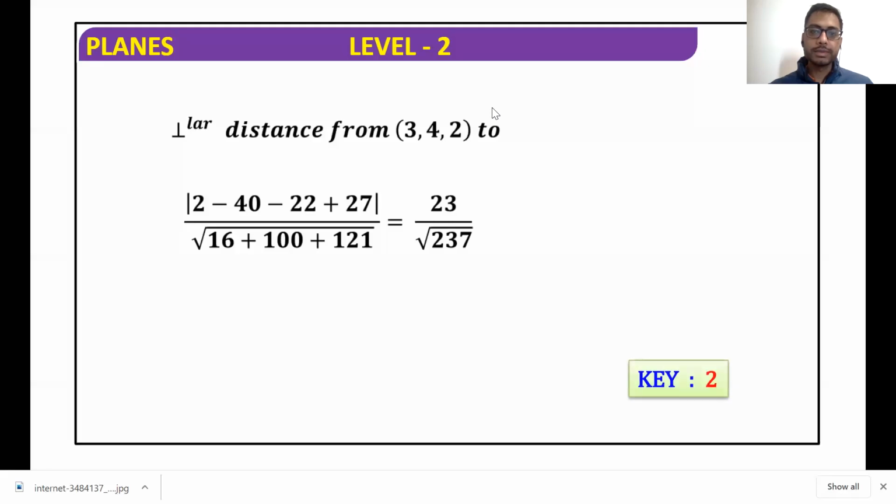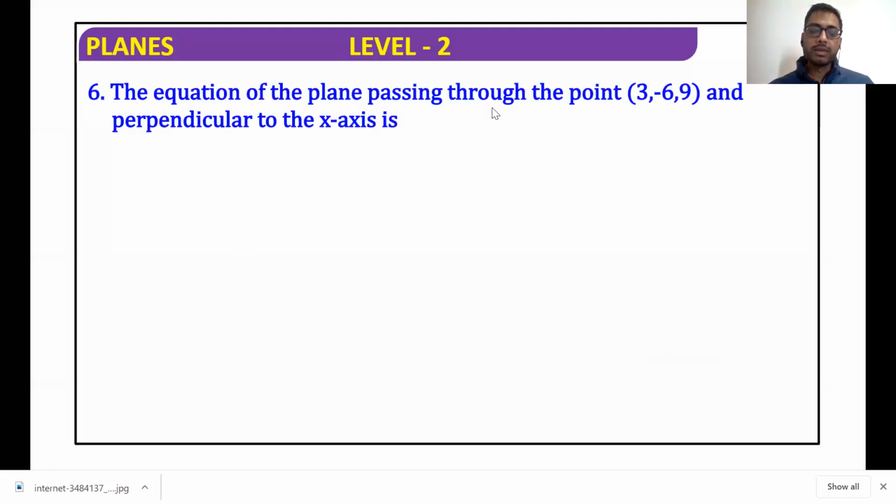Okay, let's see next question. You have to find equation of plane which is passing through a point and which is perpendicular to x-axis. It is given that it is passing through any point. Say suppose that point is P, 3, minus 6, 9. And important information is that it is perpendicular to x-axis.